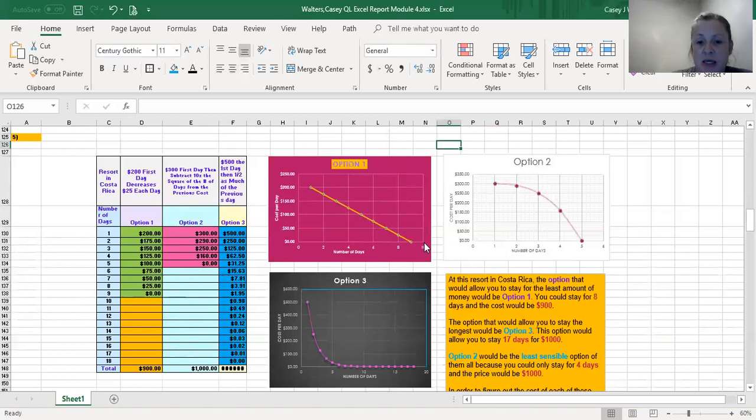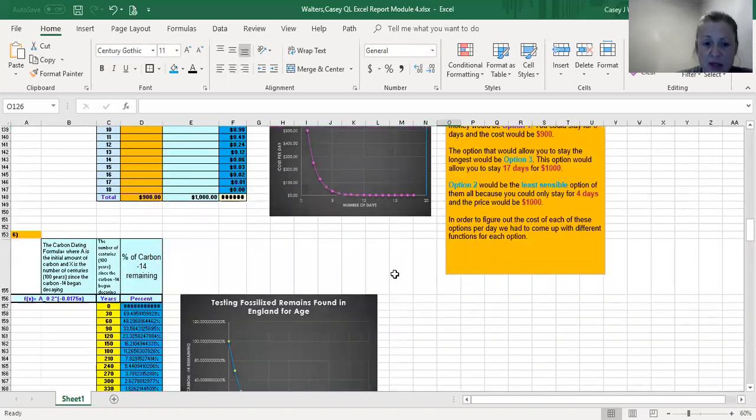And you can see by the line the steady decrease in price. And then option 2, you can see by the graph that I charted each point, each day and the cost and the decline. And then option 3 literally went from $500 the first day, and then before you got to the 5th day, it was cents on the dollar. It's crazy.